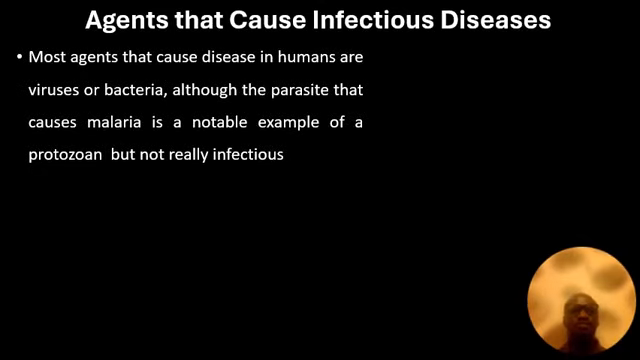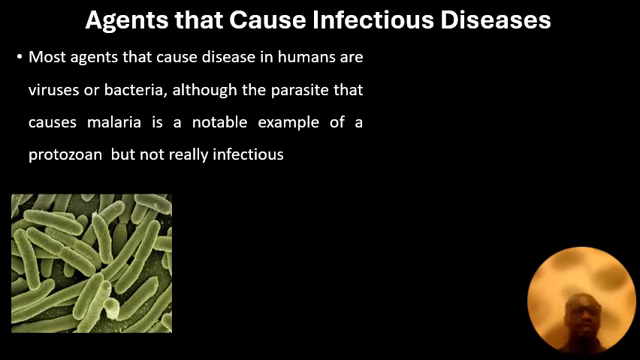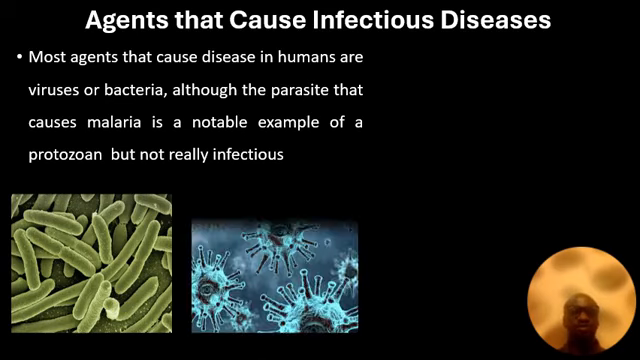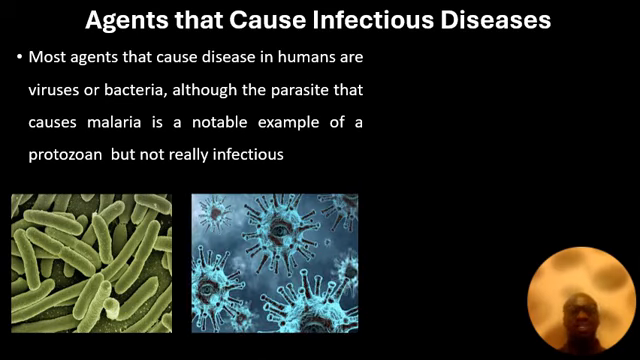However, most agents that cause infectious disease are usually bacteria or viruses. Mostly, we have bacteria and viruses that are implicated in infectious diseases. Although parasites cause malaria, it's also a notable example of an infectious agent because it can directly infect people. But malaria itself as a disease is not infectious, but we have an infectious agent that can cause malaria.